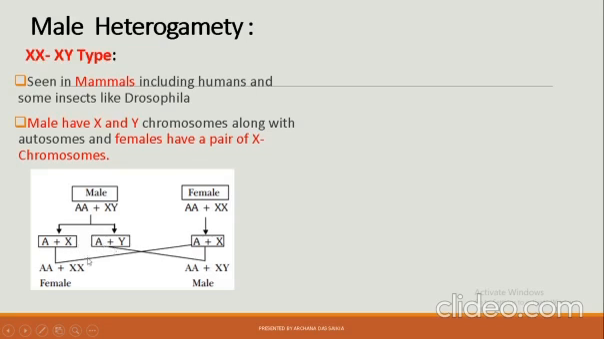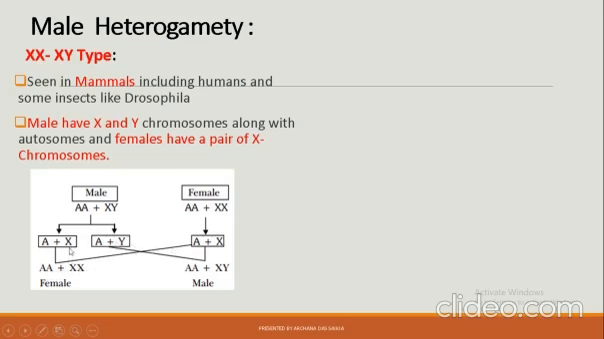Now, the next event of reproduction is fertilization. During fertilization, the gametes unite, fusing together. The fusion of gametes is random, so it may be between a sperm carrying the X chromosome and the egg, or between a sperm carrying the Y chromosome and the egg. So in both cases, we can see the result here.